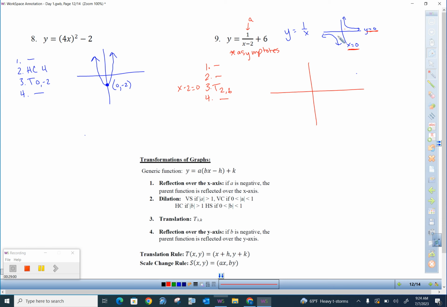And if I'm translating to the right 2, that's going to move this over 2. Dash that on there. Label it. And then 6 upwards. Label it. And then follow your branches like normal. And that's it for those.